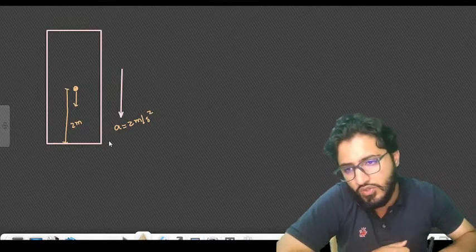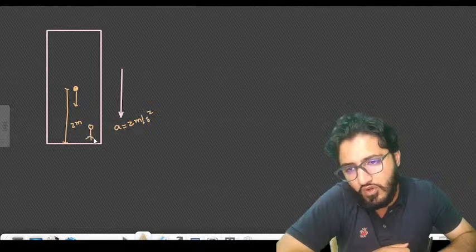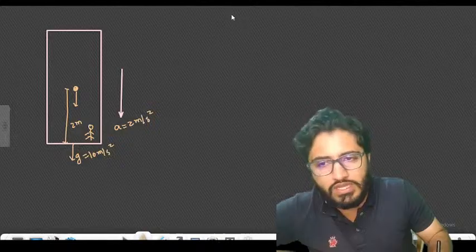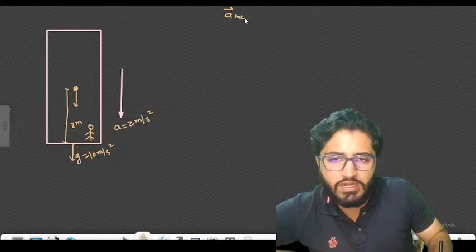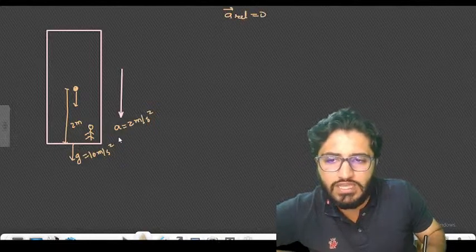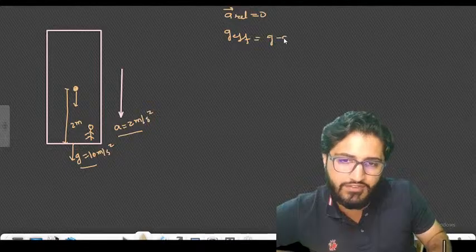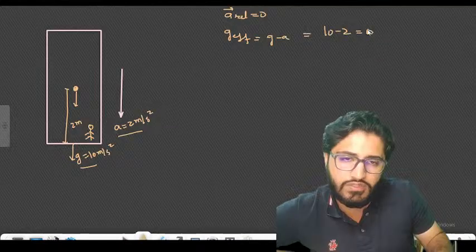Okay. So I am the observer, observing all these things from here. So g will act downward, that I know, and g is 10 meters per second square. So look, a relative is not 0. Why? Because a is different, g is different. So what is g effective now? It would be g minus a. g is 10, a is 2. So g effective is 8 meter per second square.